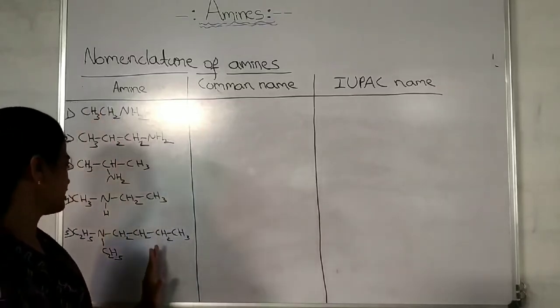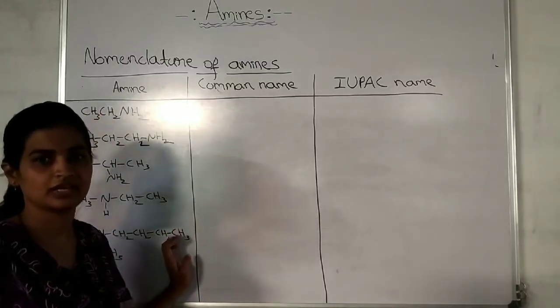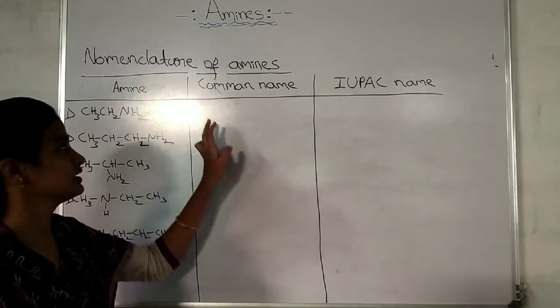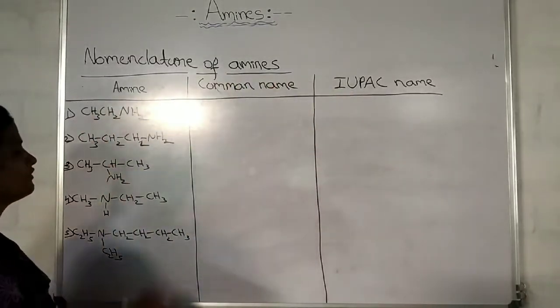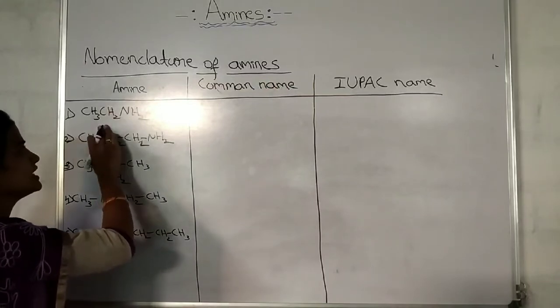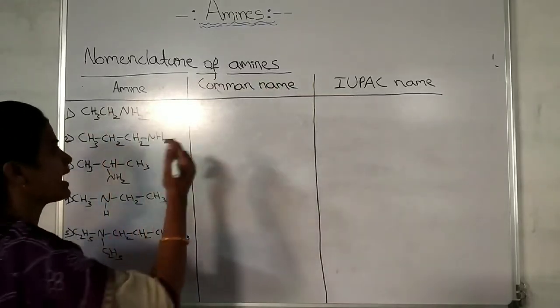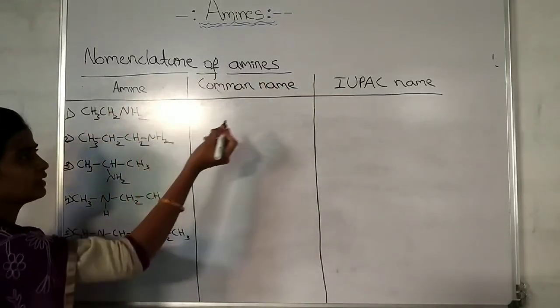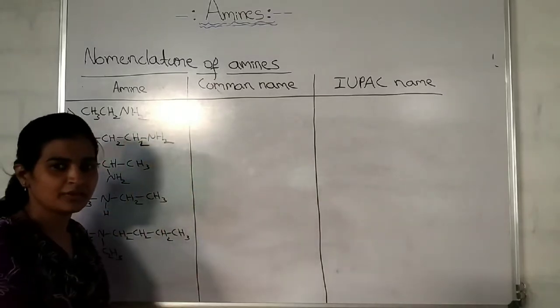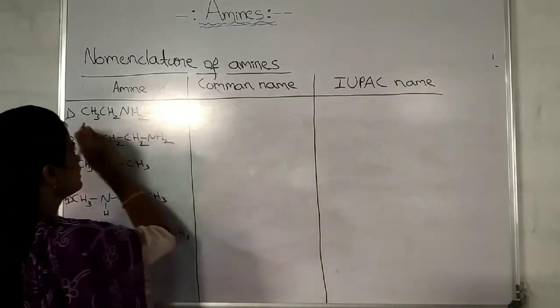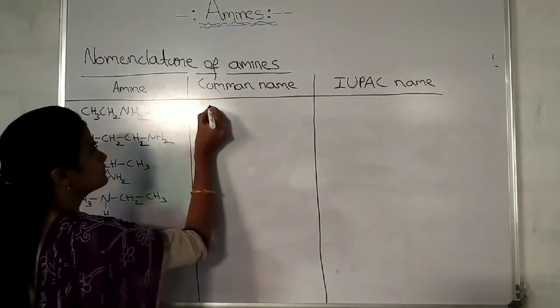Now here I have written some of the examples which are given in the NCERT text. Let us try to write the common name as well as the IUPAC name of these amines. Very simple examples are there here: CH3CH2NH2. As we have discussed, it is a primary amine, and what will be the common name of this? Alkyl amine. How are the primary amines named? Alkyl amine. Therefore, what alkyl is it? Ethyl.